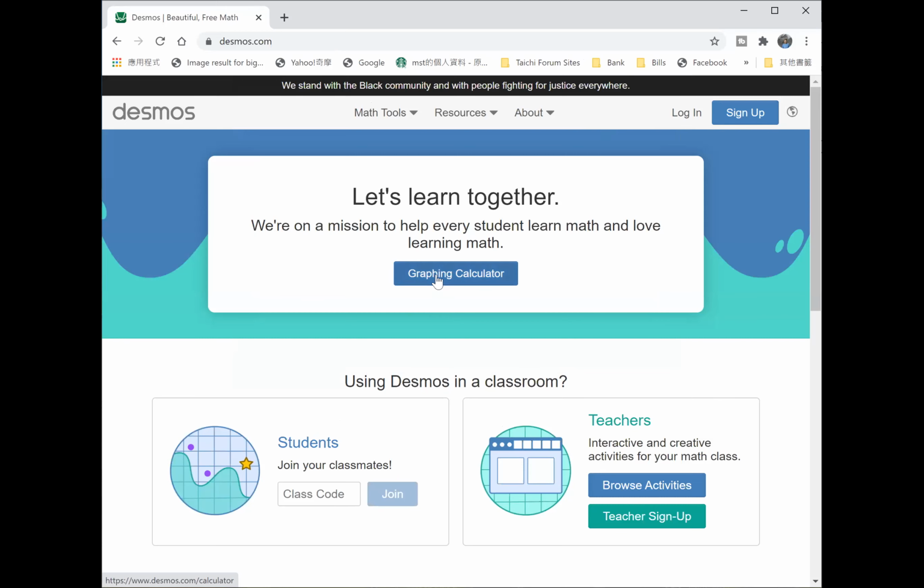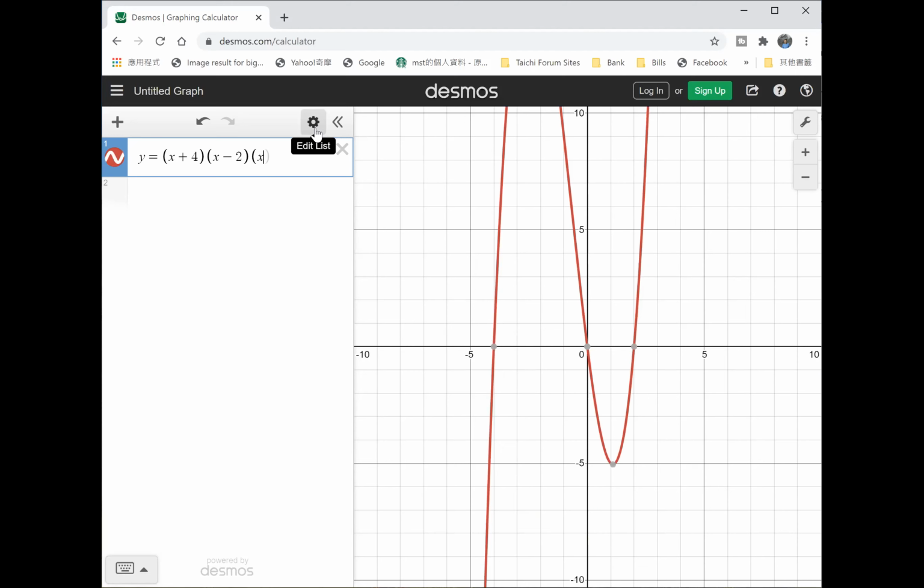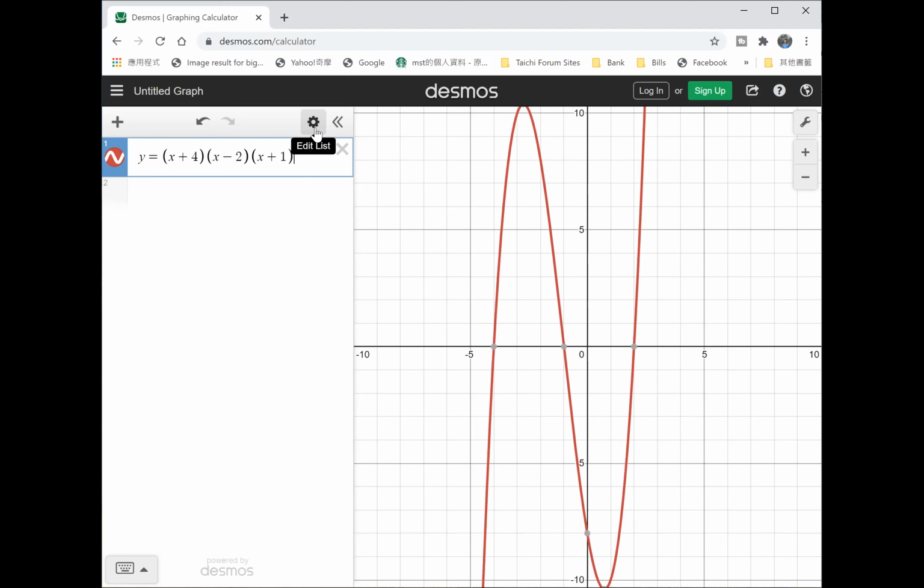And graphing. Okay, so we have y equals x plus 4, and then x minus, what was it? Next one is x minus 2. Yeah, x minus 2, x plus 1, and x.